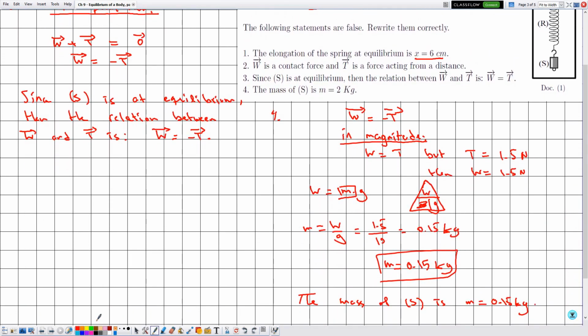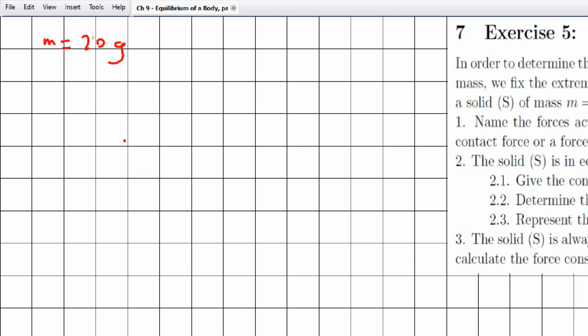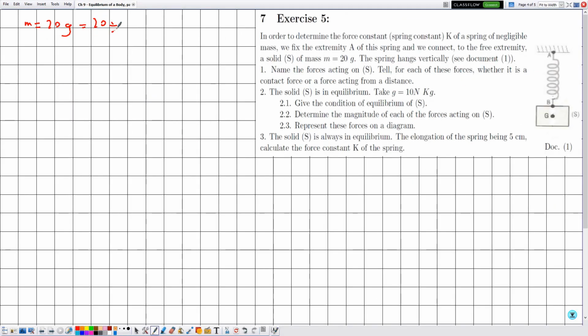Let's move to the next exercise, which is exercise number 5, section 7. In order to determine the force constant, spring constant K of a spring of negligible mass, we fix the extremity A of the spring and we connect to the free extremity a solid S of mass M equal to 20 grams. Knowing that the gram is not the SI unit of mass, in order to convert from grams to kilograms, we simply divide by 1000. Then 20 divided by 1000 is equal to 0.02 kilograms.